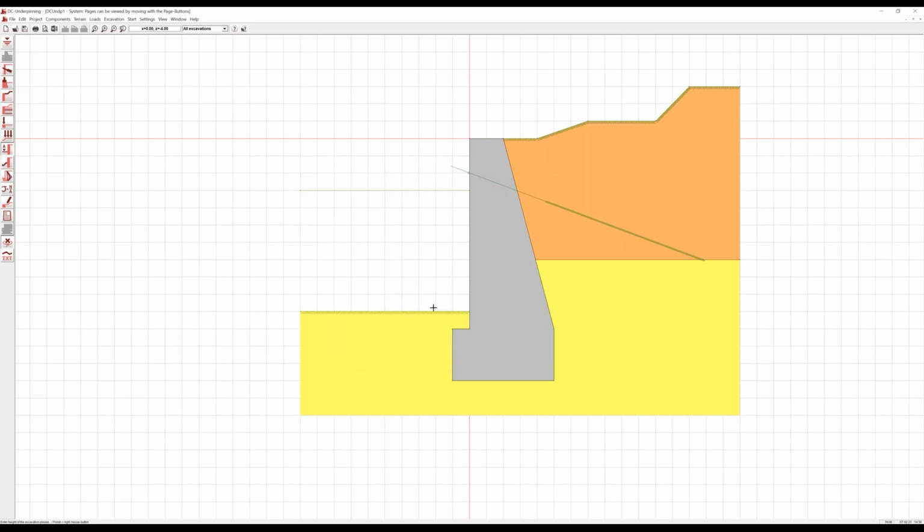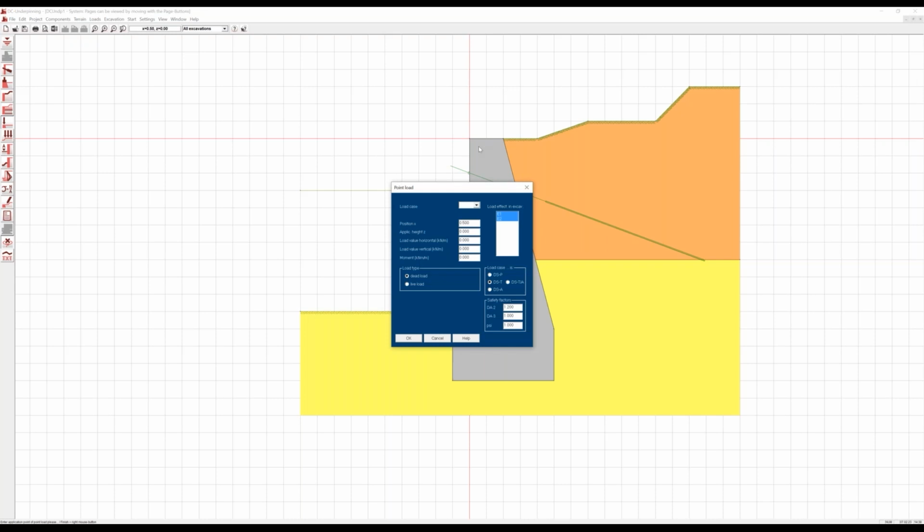So now this anchor is used in this excavation stage, and we can have concentrated forces on the wall. This could be some building which is supported by this underpinning. Here a load of 200 kilonewton per meter wall, for example.